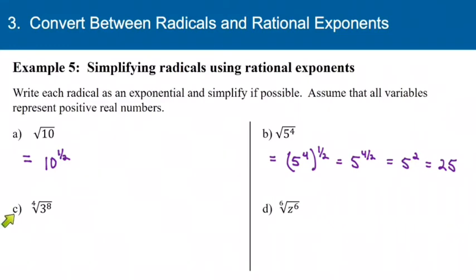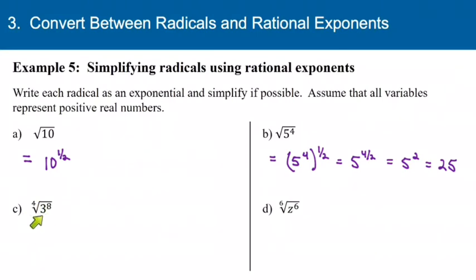A similar thing happens in part C. We're asked to evaluate the 4th root of 3 to the 8th. Now think about it. If you had to work out 3 to the 8th first, you would get some giant number, because 3 to the 4th is 81, and then you'd have to multiply by 3 4 more times. So that number is going to get really big. And then you've got to do the 4th root of that giant number. That's what we're trying to avoid.